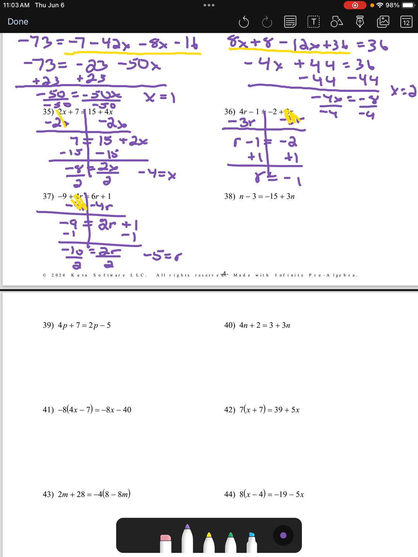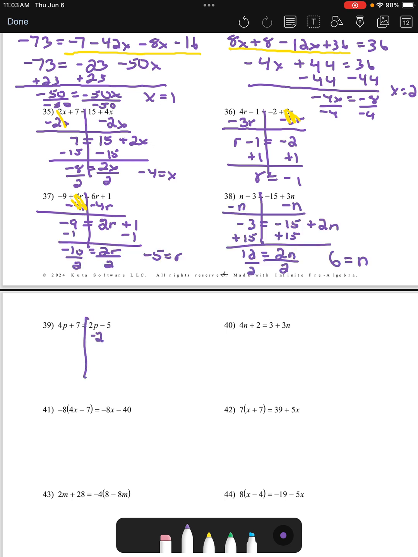I invite you to pause the video at this point and attempt numbers 38, 39, and 40. I will be doing them right now. In number 38, we're going to move the single n. It's smaller than 3n. So that gets me negative 3 equals negative 15 plus 2n. Then I'm going to add 15 to both sides to get 12 equals 2n. And I will divide both sides by 2 to get 6 equals n.